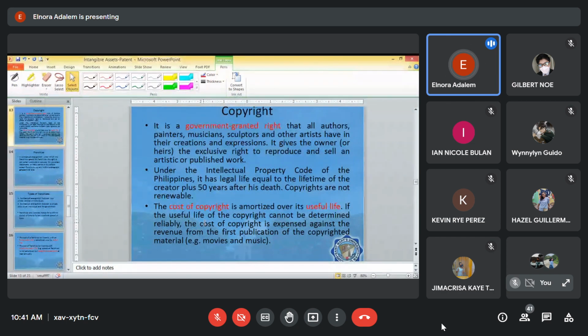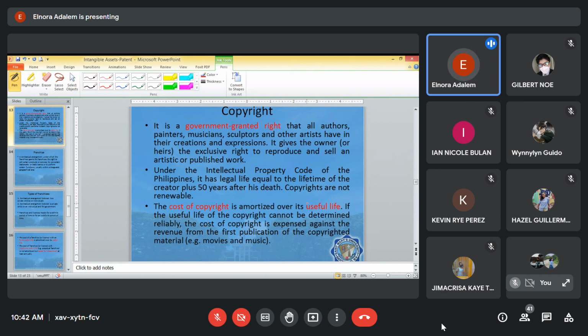This is also a grant, or a right granted by the government to authors, painters, musicians, sculptors, and other artists, in their creations and expressions. It gives the owner or heirs the exclusive right to reproduce and sell an artistic or published work. Under the Intellectual Property Code of the Philippines, it has a legal life equal to the lifetime of the creator plus 50 years after his death. So copyrights are not renewable.